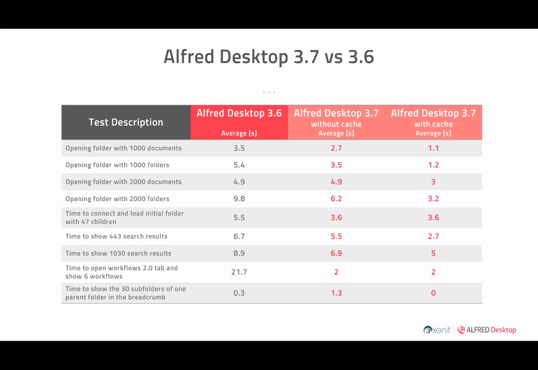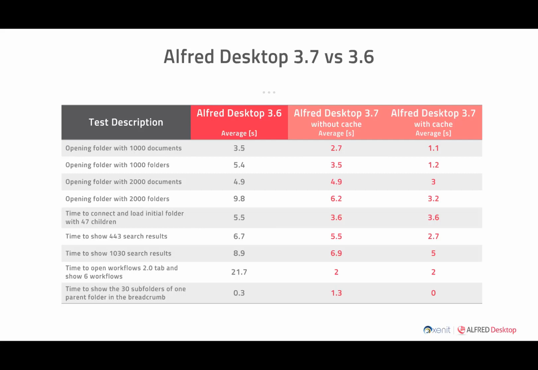So opening a folder with 1,000 documents, as you see in Alfresco 3.6, average first loading of 1,000 documents is 3.5 seconds. That goes down to 2.7 seconds. And that's something, if you use it on a daily basis, I can tell you, you feel those 0.8 seconds. You feel them a lot. And there are users and there are systems with 1,000 documents in a folder that exists. And you will even feel it if you only have 100 or 150 documents in the folder.